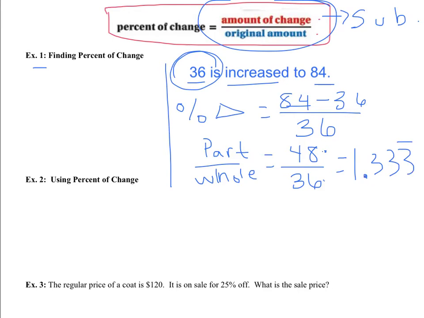So this is one of those fun ones where it's 3 repeating. So it is 1 and 1/3. But I want it as a percentage. So I still have to do my boom boom to get my percent at 133%. So if the original price is 36 and they raise the price to $84, they have put 133% markup on that price.